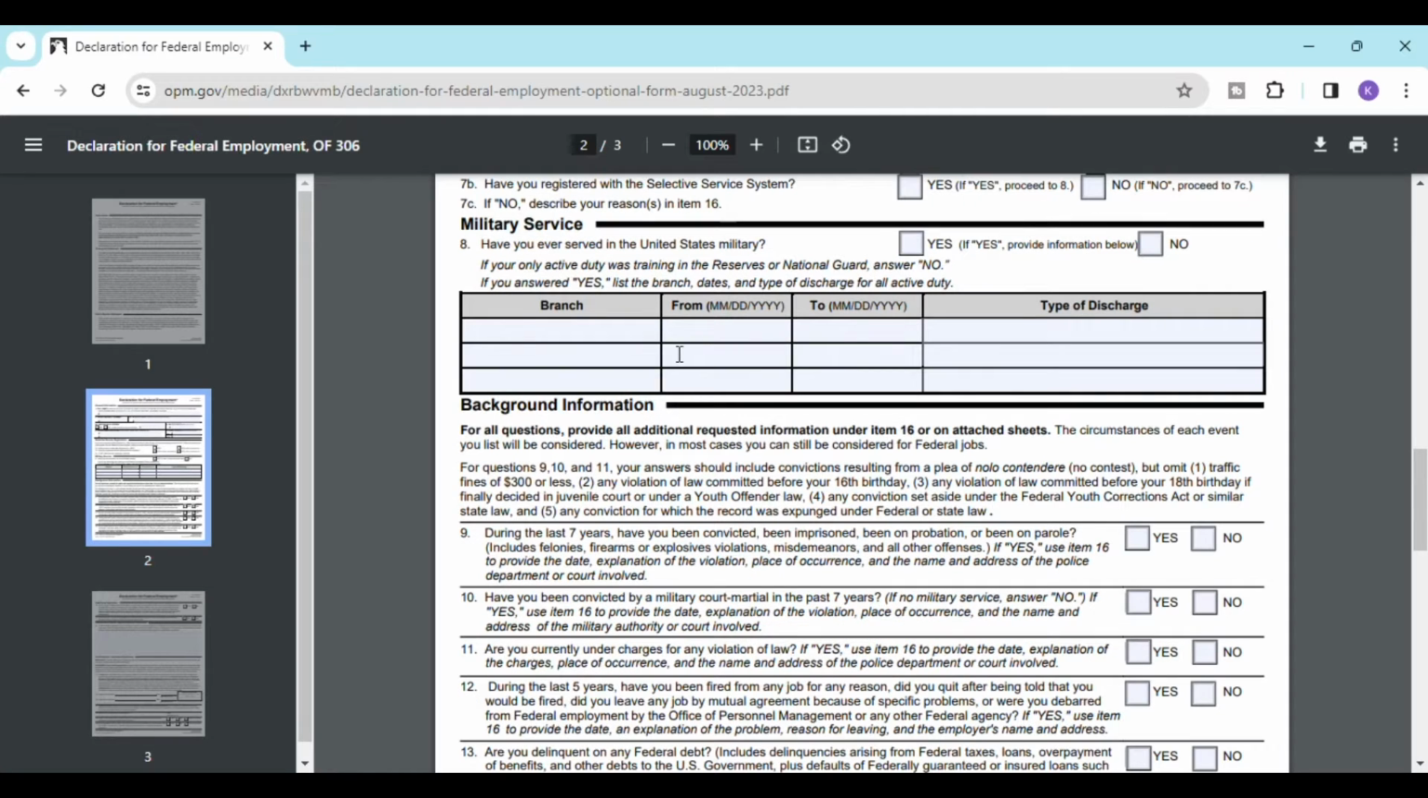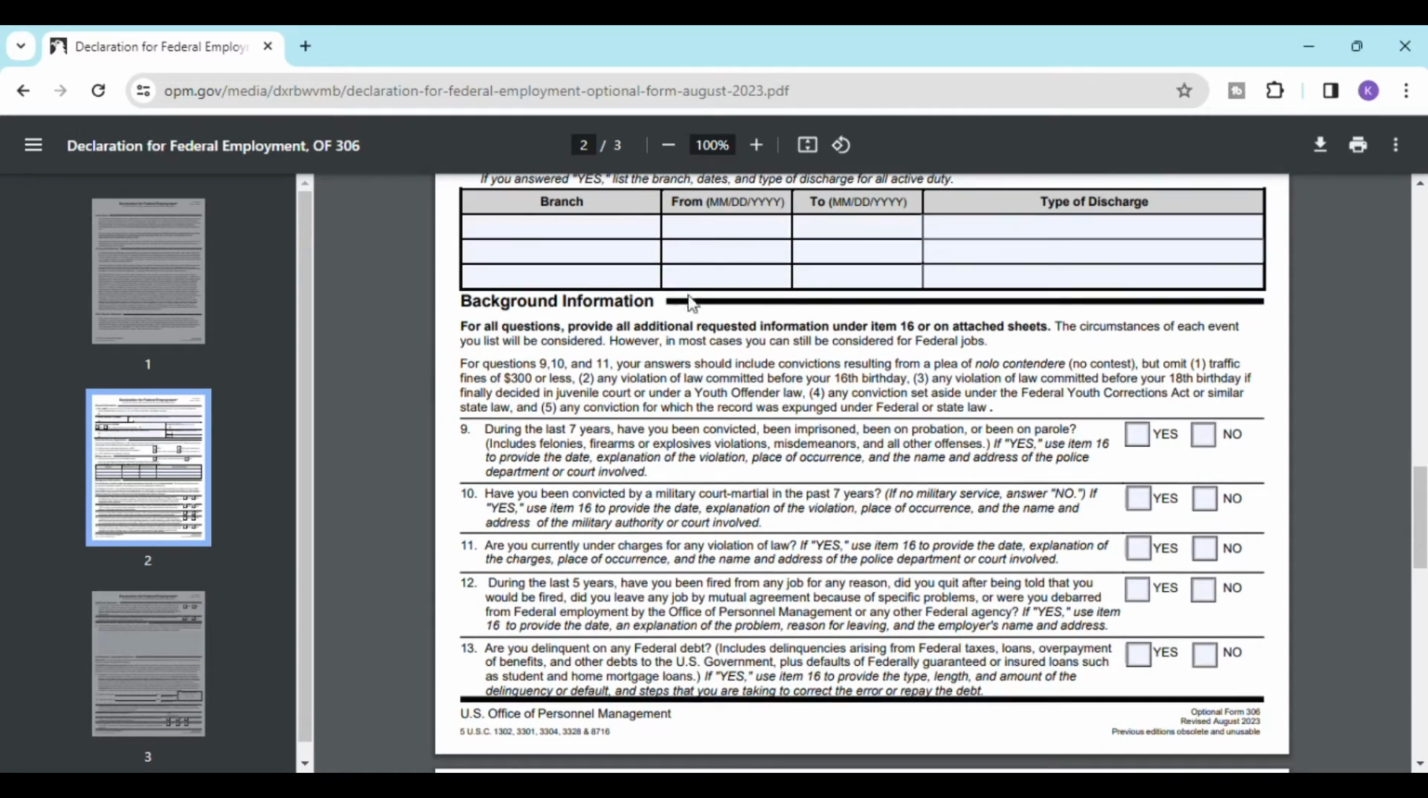So after the military service, now we're going to work on the background information section. This is the section that gives people the most problems. So you'll read the instructions clearly so that you can make sure you're answering everything completely and accurately and honestly as possible. And it will tell you right here for questions 9, 10, and 11, they should include convictions resulting from plea of nolo contendere, no contest, but you would be able to omit any traffic fine of $300 or less. So if you had a speeding ticket that was more than $300, you would have to list that.